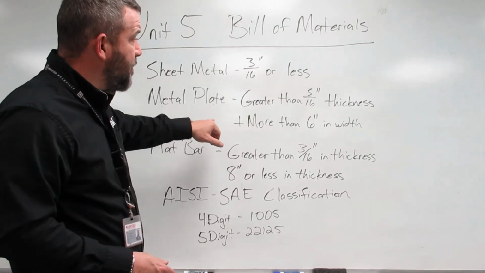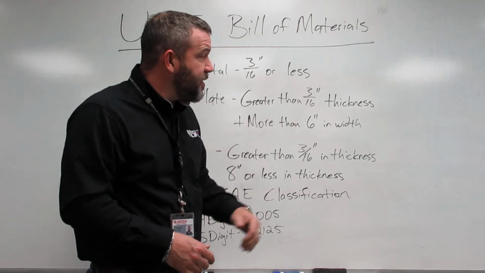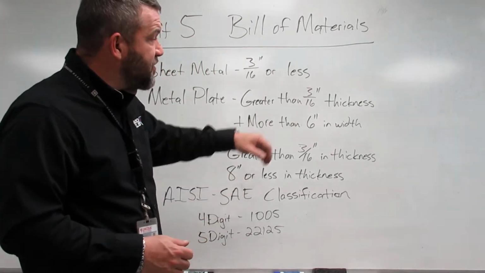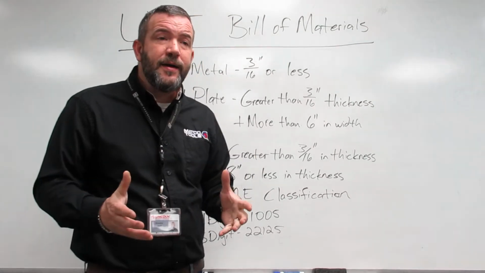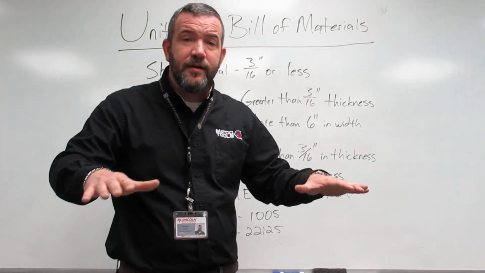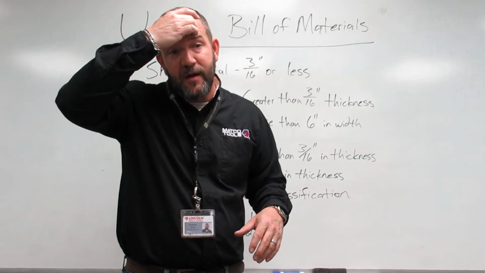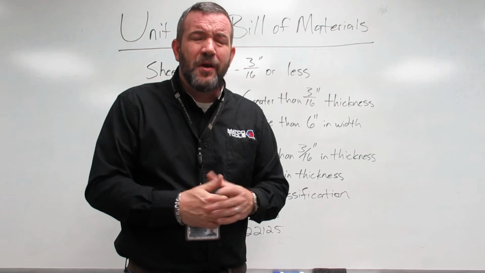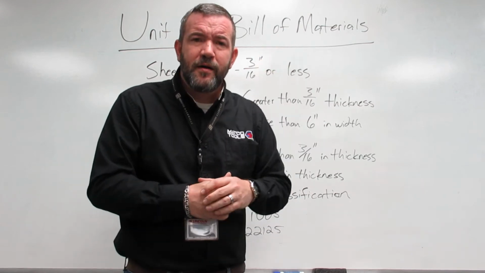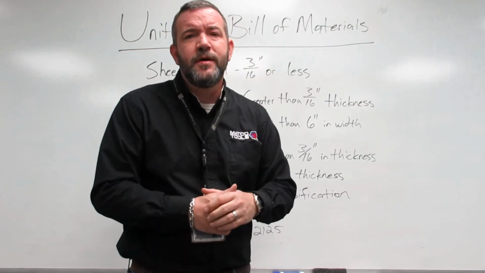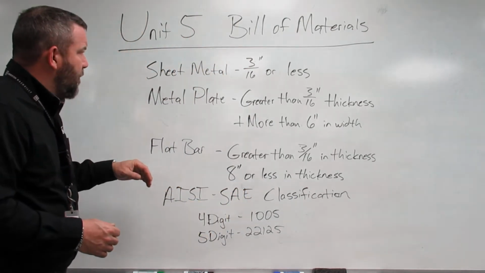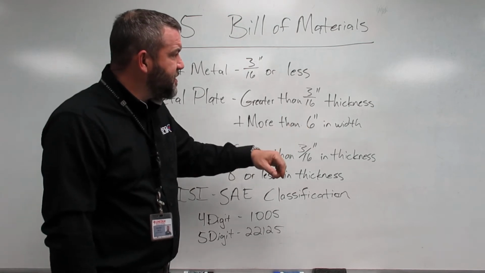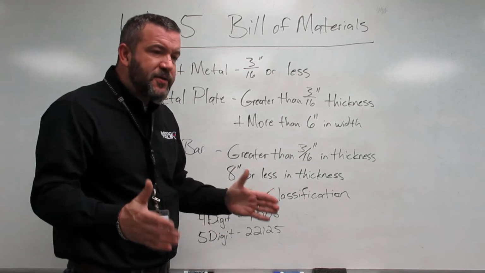Now, where you step up to metal plate, it's greater than 3/16 in thickness, and it's also more than 6 inches in width. So plate also comes in like a big sheet, but they call it plate because of the thickness. And plate can go up. I think I've seen 16-inch plate, and it's really thick for heavy-duty industrial purposes. But sheet metal is 3/16 or less, metal plate is more than 3/16 and also greater than 6 inches in width.